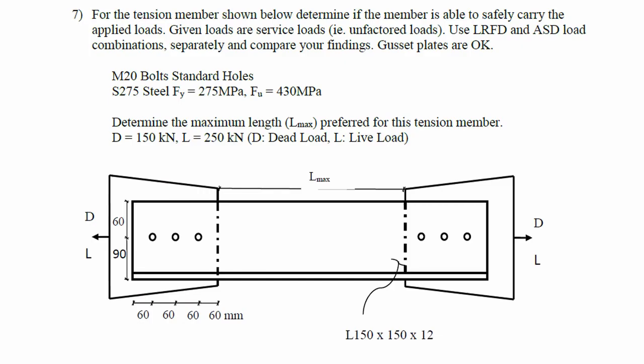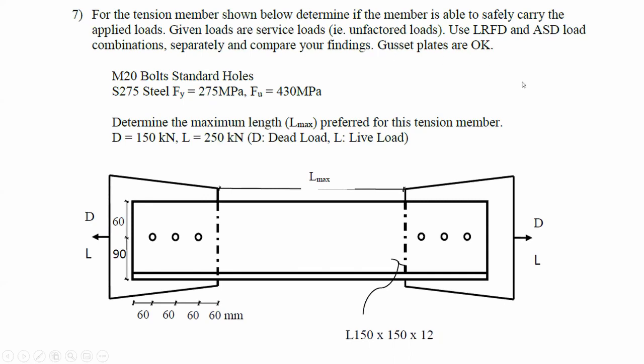All right, I assume we have everyone now. So let's continue with problem number 7. Now, in problem number 7, we have, for the tension member shown below, determine if the member is able to safely carry the applied loads. Given loads are service loads and factored loads, use LRFD and ASD load combinations separately and compare your findings and consider that the gusset plates are okay.